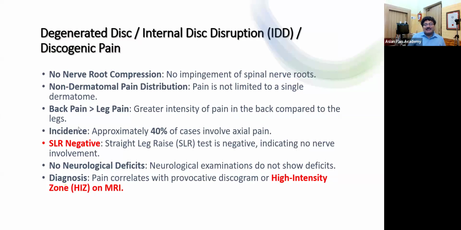And the straight leg raising test is a very common test done to find whether there is radiculopathy or not. This SLR test will be negative. I will come to the SLR test, don't worry. And there will be no neurological deficits, no compression over the nerve, so no neurological deficit. In diagnosis, sometimes pain correlates with a diagnostic procedure known as provocative discogram, or there could be a high intensity zone on MRI. Two terms I have mentioned: the SLR and the high intensity zone.